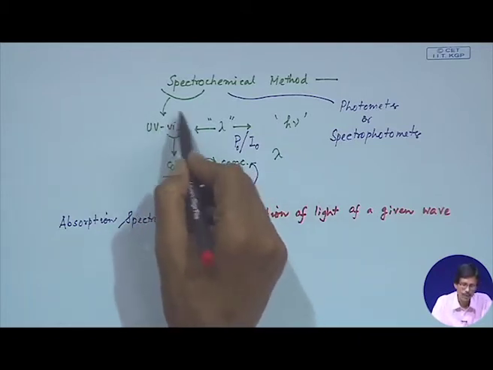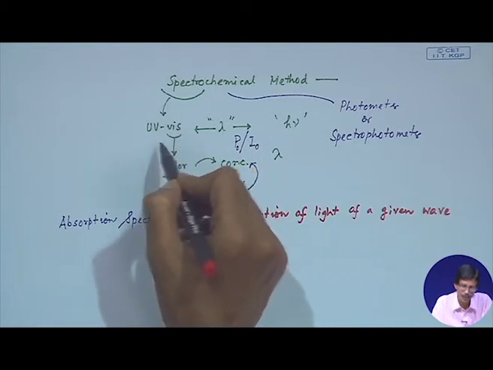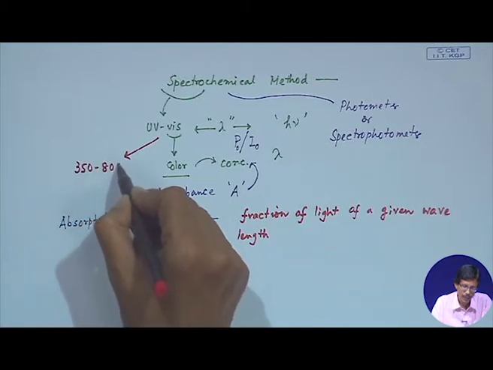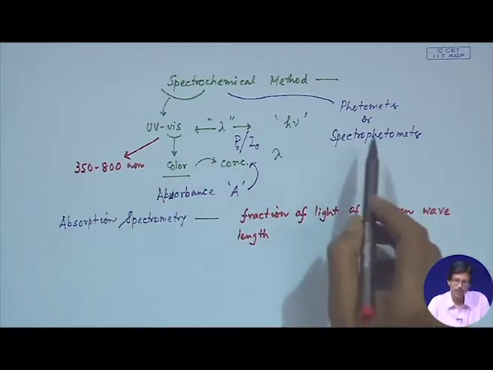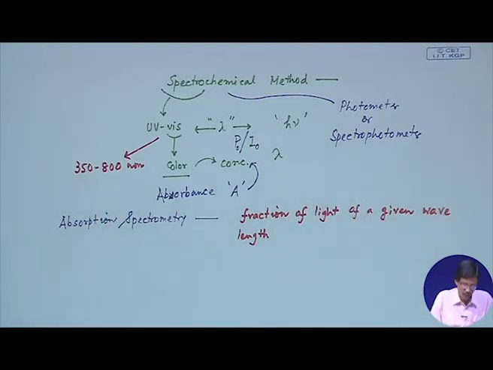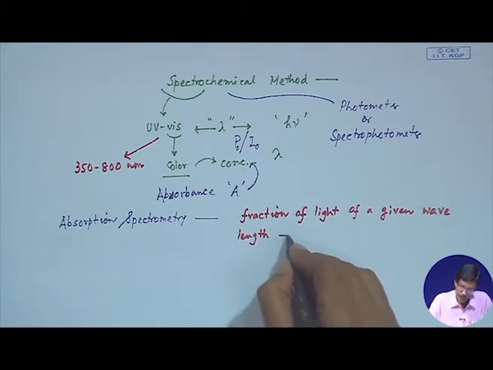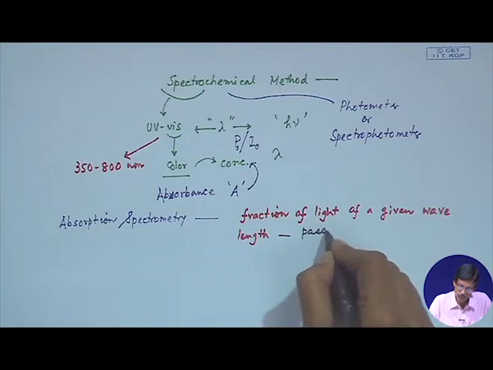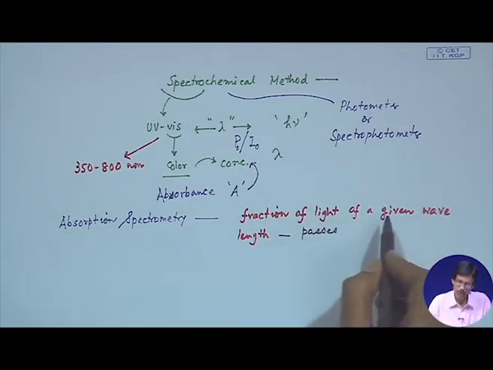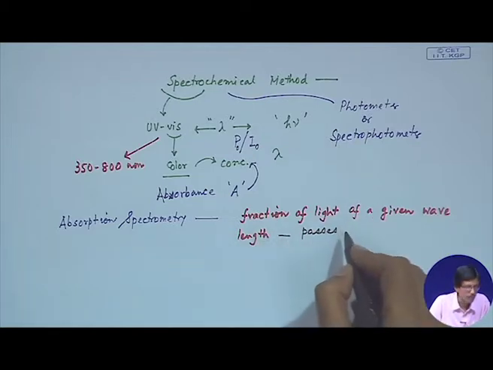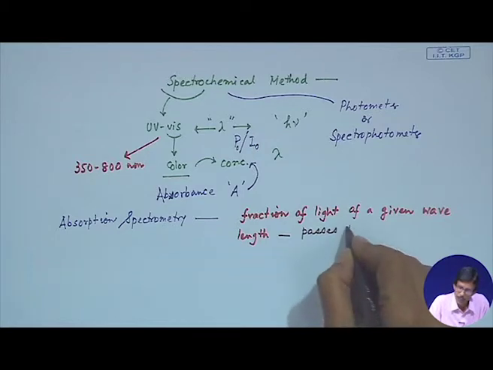That means, as we know, that is typically from 350 to 800 nanometers. So, the whole range, 350 to 800 nanometer, the photometer or the spectrophotometer can scan this particular range, but we will be looking for something where we can have a particular wavelength which can pass through the solution. We will be interested to know the fraction of that particular light which is being absorbed when it passes through a solution.